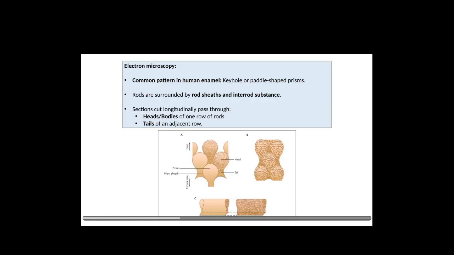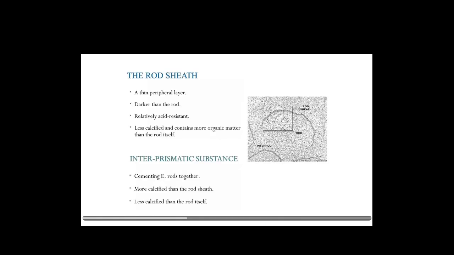Electron microscopy reveals that human enamel features keyhole or paddle-shaped prisms. These rods are encased by rod sheaths and interrod substance. Longitudinal sections intersect the heads or bodies of one row of rods and the tails of an adjacent row, illustrating the intricate structural organization. The thin peripheral layer is rod sheath and is less calcified. Between rods, interprismatic or interrod substance is present.